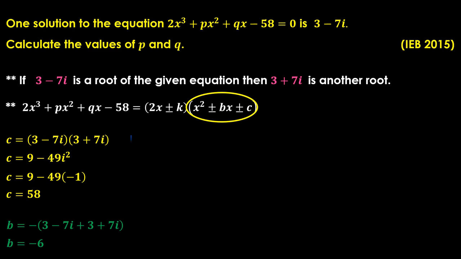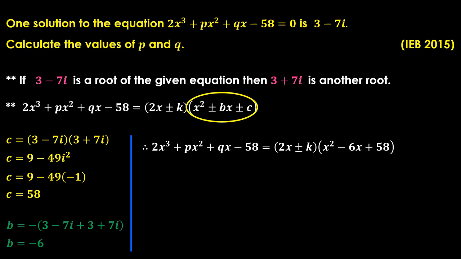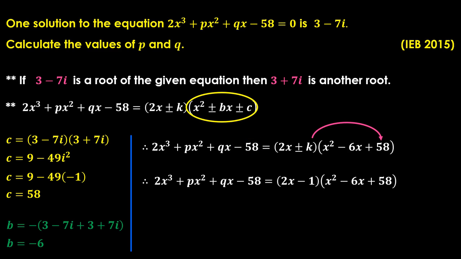So if I factorize my cubic equation, I will have a binomial multiplied by x squared minus 6x plus 58. Now we still need to figure out the value of k. And the easiest way to do that is to ask yourself, k multiplied by 58 needs to give you minus 58. So what times 58 gives you minus 58? Well, minus 1. In other words, the cubic equation is 2x minus 1 times x squared minus 6x plus 58.